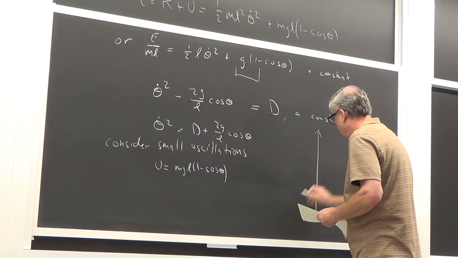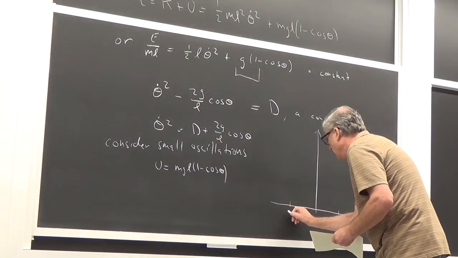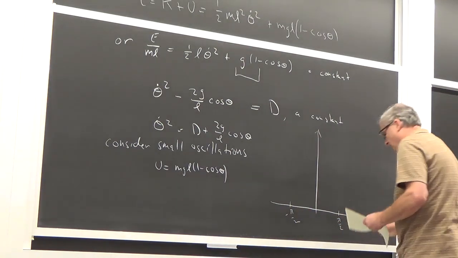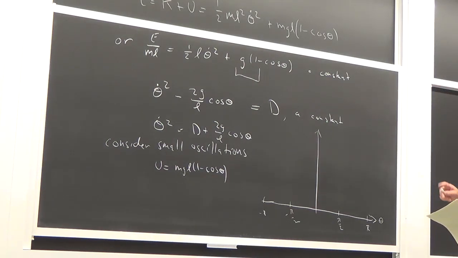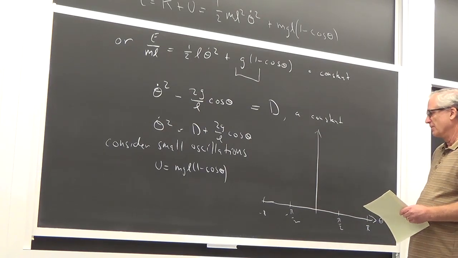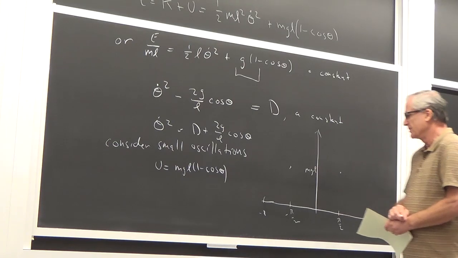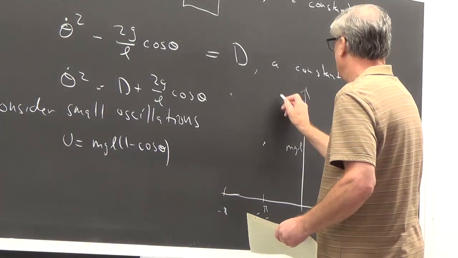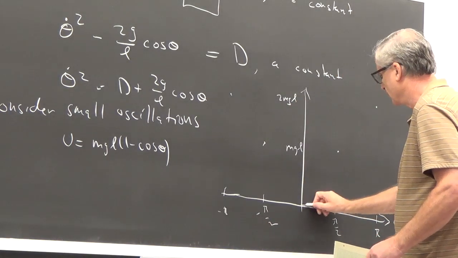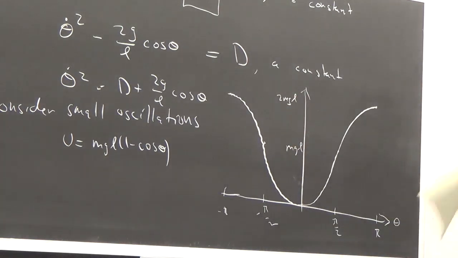So the potential energy as a function of theta, if here is pi over 2, minus pi over 2, and pi, and so forth, minus pi if you like. At theta equals 0, we have 0. At plus or minus pi over 2, we have mgl. And the maximum is at plus or minus pi, where we have 2mgl for the potential energy. So it goes like this, it's a cosine. And of course, at pi, it wraps around. So that's our potential energy.